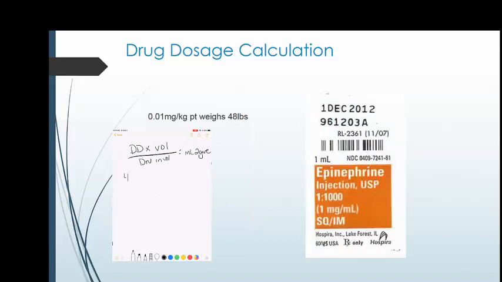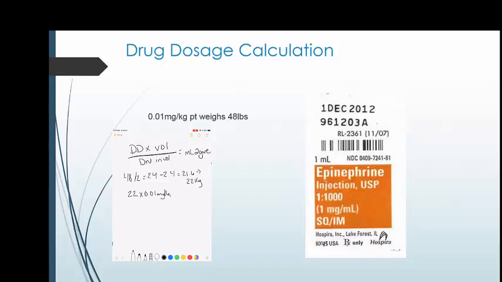Now, epinephrine, this one is weight-based, so this will be a pediatric dose, and it's 0.01 milligrams per kilogram, and the patient weighs 48 pounds. So the first thing we have to do is look at the weight and convert that to kilograms. So 48 divided by 2 gives you 24. 10% of 24 is 2.4. So that would give you 21.6, which you would round to 22 kilograms.